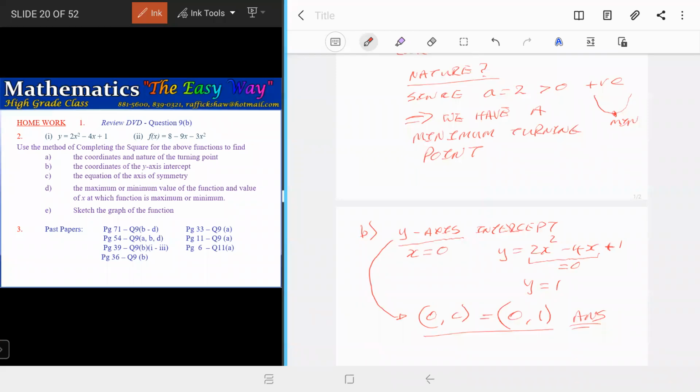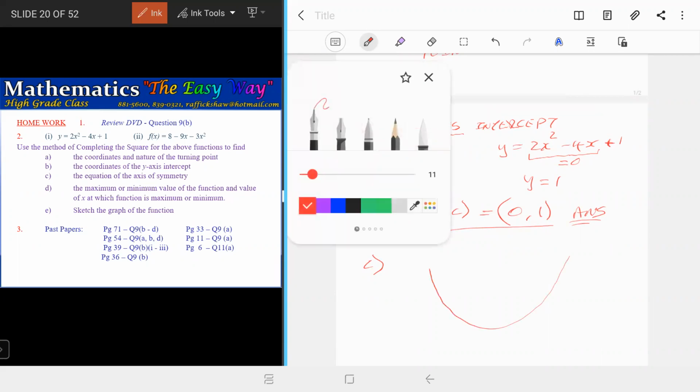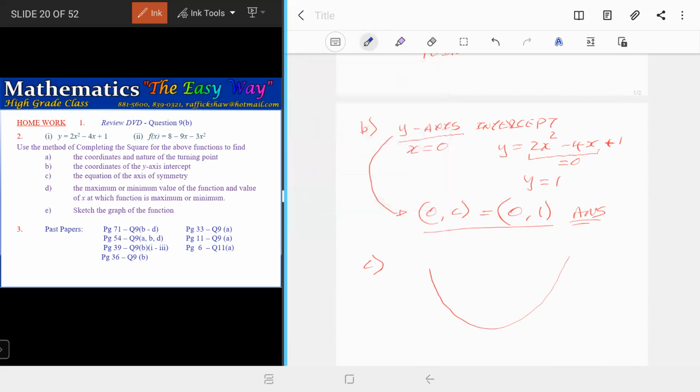All right? So far, so good? Yes, sir. Come to part C now, which is asking us for the axis of symmetry. The axis of symmetry is a vertical line that passes through the turning point. The graph is like this, it smiles. It is totally symmetrical about a line that divides the graph equally, and it passes through this point.